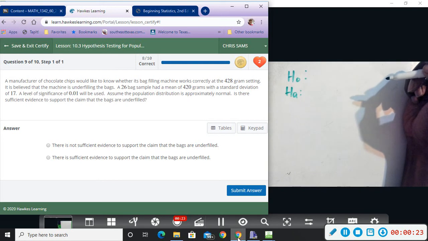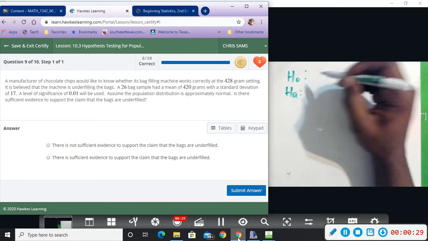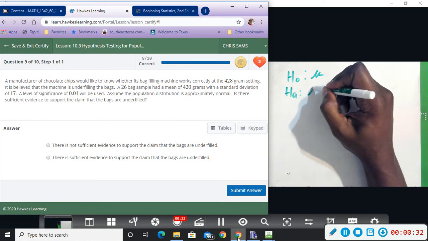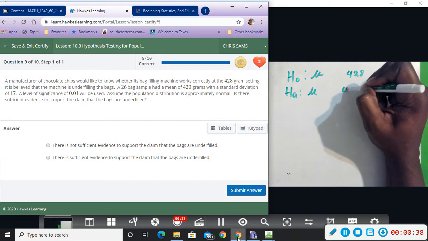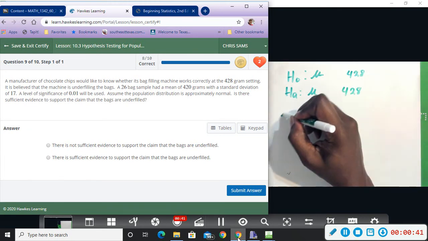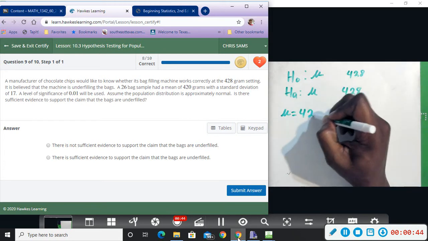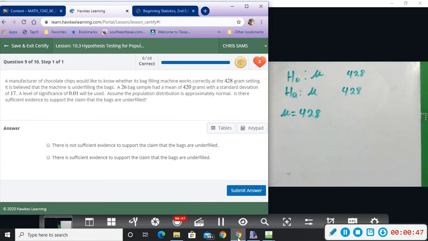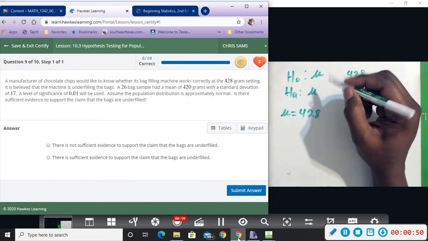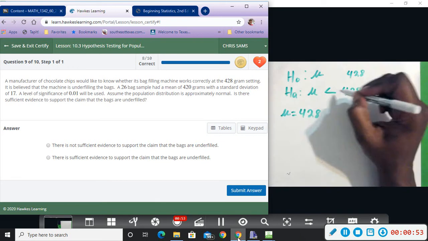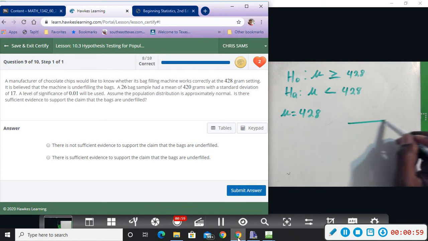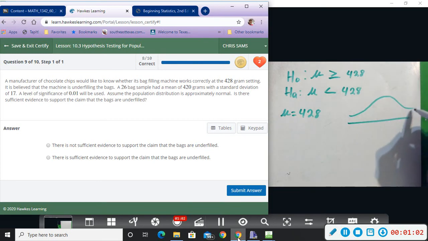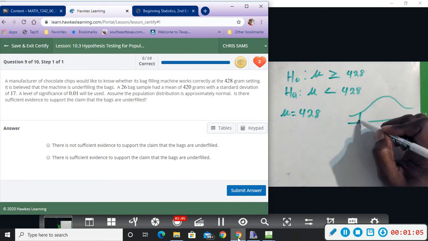So we are manufacturing chocolate chips. We want to know if the machine is filling correctly at 428, so we're going to be comparing our mean to 428. Right now I know my mean is 428. It is believed the machine is underfilling, so we're going to use a left-sided test. We think it's less than, and the alternative is greater than or equal to. Remember, we're going to have to use a negative value, since we think it's underfilling.